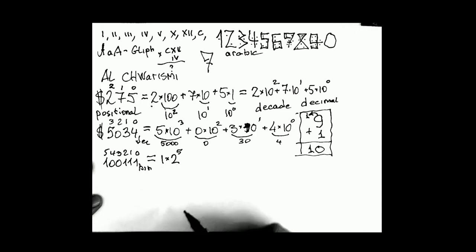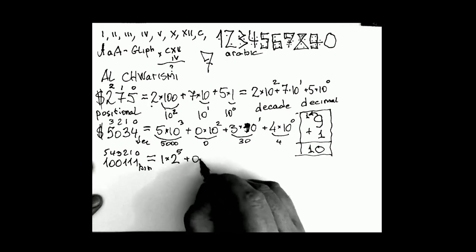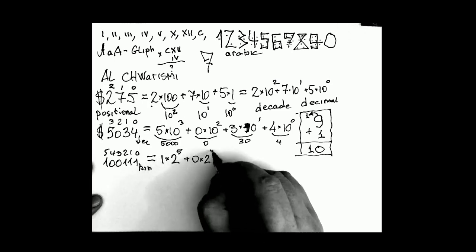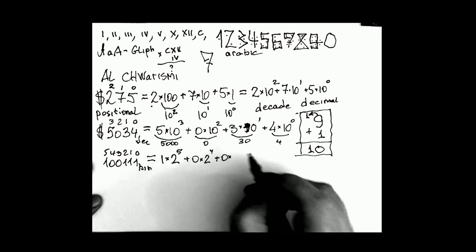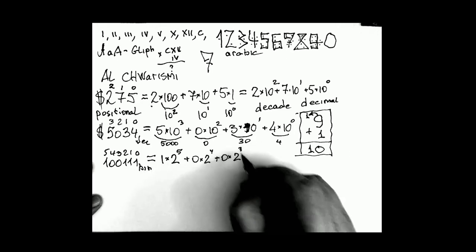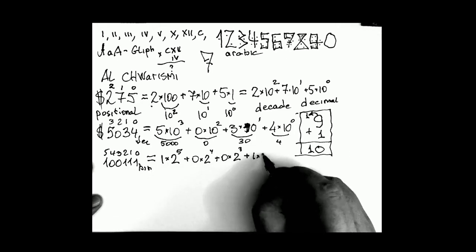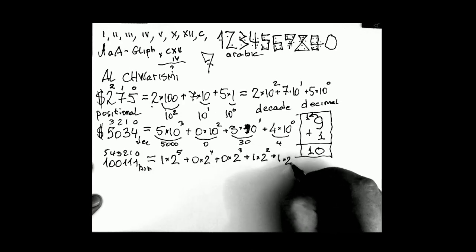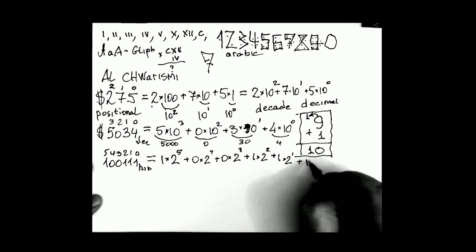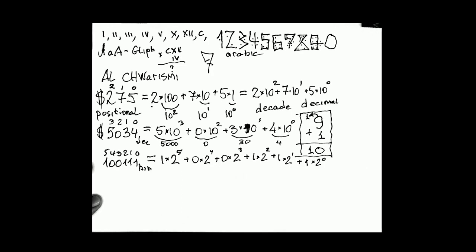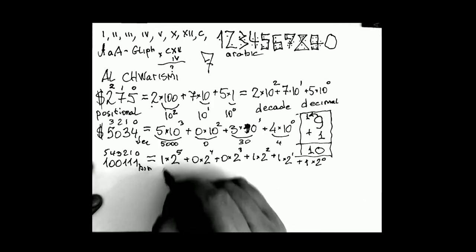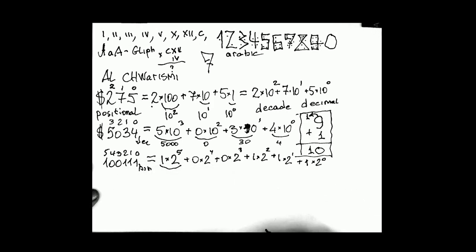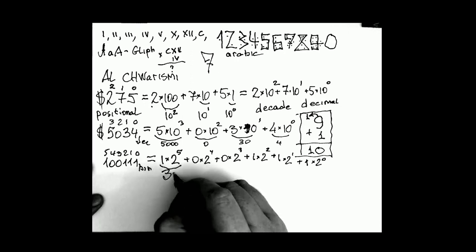2 to the power of 5, plus 0 multiplied by 2 to the power of 4, plus 0 multiplied by 2 to the power of 3, plus 1 multiplied by 2 to the power of 2, plus 1 multiplied by 2 to the power of 1, plus 1 multiplied by 2 to the power of 0. Let's calculate. 2 to the power of 5: 2 by 2 is 4, by 2 is 8, by 2 is 16, by 2 is 32. So that is 32 in decimal.